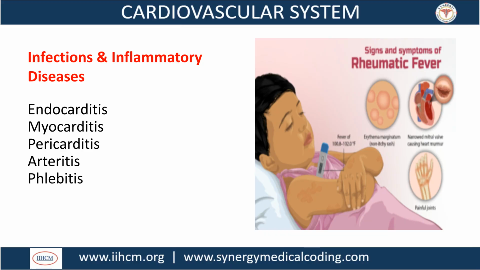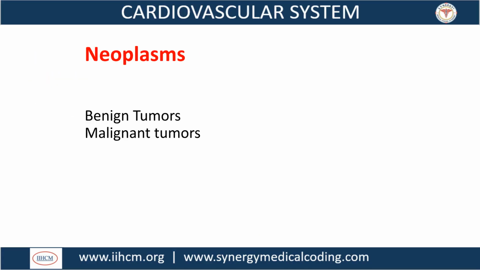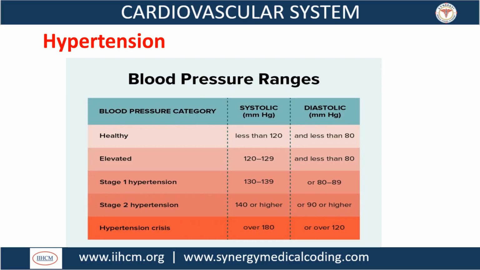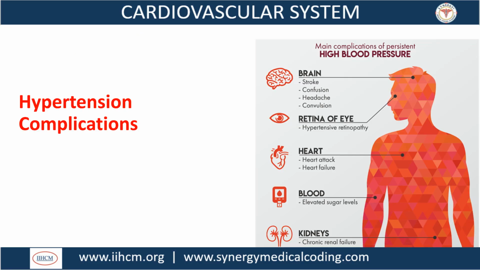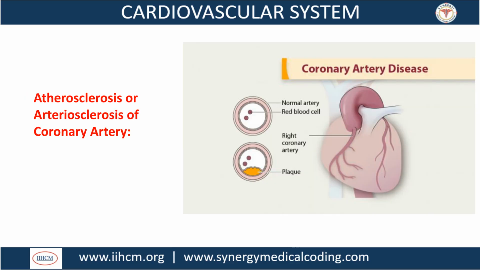Infections and inflammatory diseases include endocarditis, myocarditis, pericarditis, arteritis, and phlebitis, each affecting different layers or vessels of the cardiovascular system. Cardiovascular neoplasms can be categorized as benign tumors or malignant tumors. Hypertension, or high blood pressure, is a major risk factor for cardiovascular disease and is classified based on severity. Complications of hypertension can affect various organs, including the brain, eyes, heart, and kidneys.